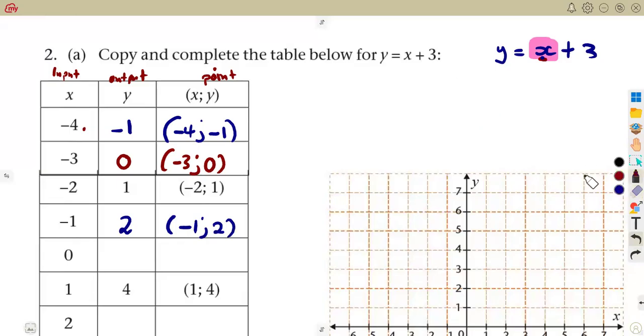All these points, you move on at this point where x is a 0. Just substitute a 0 there. 0 plus 3 is what? It's going to be a 3. So y is going to be 3. As a point, that's 0, 3. So do that, guys. Fill in everything.